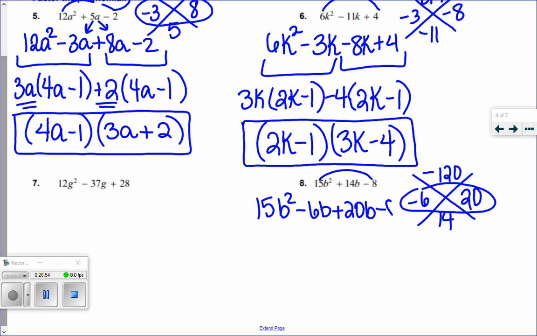And then the -8 is still there. The other two terms do not change. I'm not really wanting to change my polynomial. I'm just splitting up the middle term. Okay? And then we group, and factor by grouping.